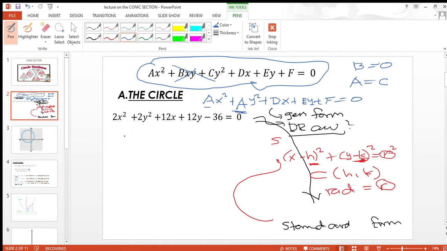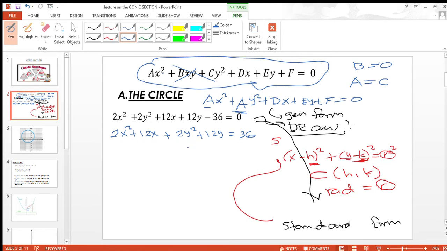So first step is isolate the constant. And after isolating the constant, let's also rewrite terms so that the terms involving x squared and x will be together, and then the terms involving y squared and y will be together. And then the constant is isolated. So that's step one.